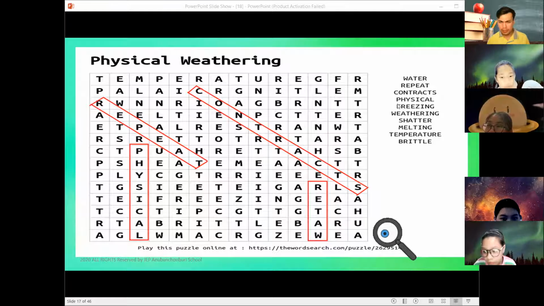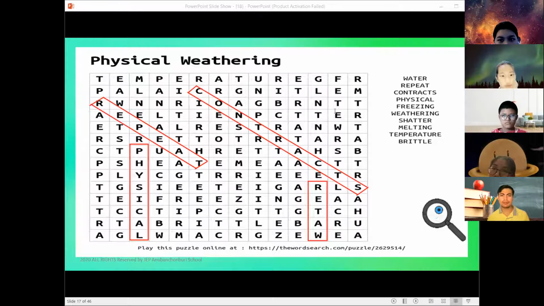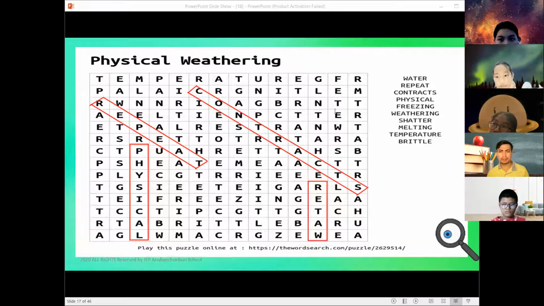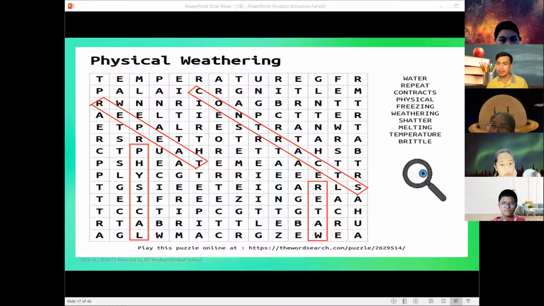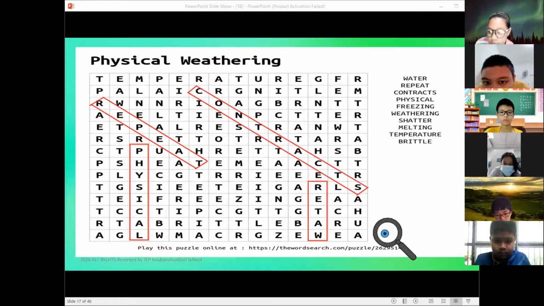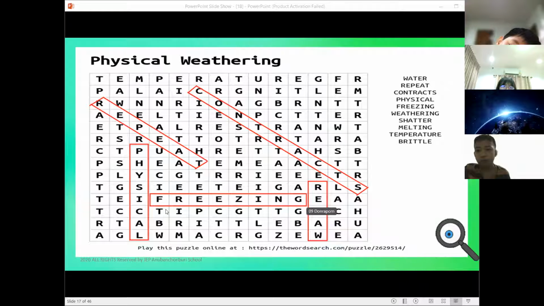Okay, next word is freezing. Who can find the word freezing? Don Raporn, go ahead. Don Raporn raised his hand first. Where are the people here? I cannot see them. Okay, so where is the word freezing? All right, there, freezing. Good job.